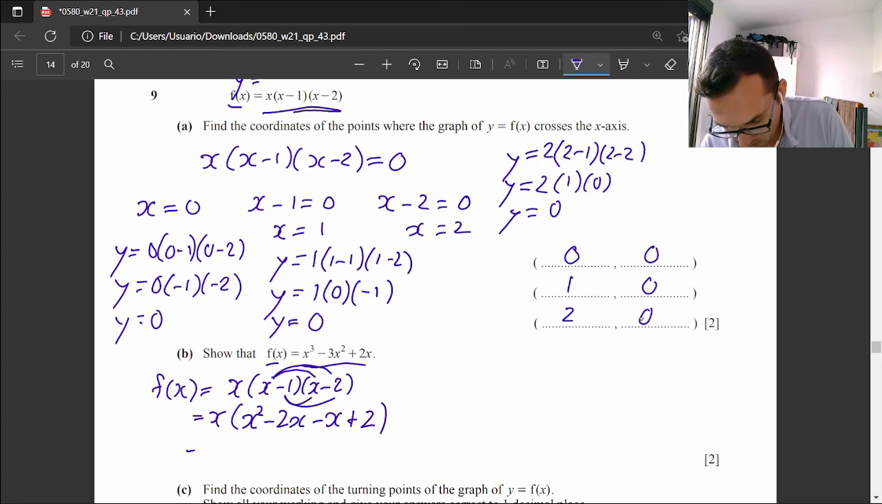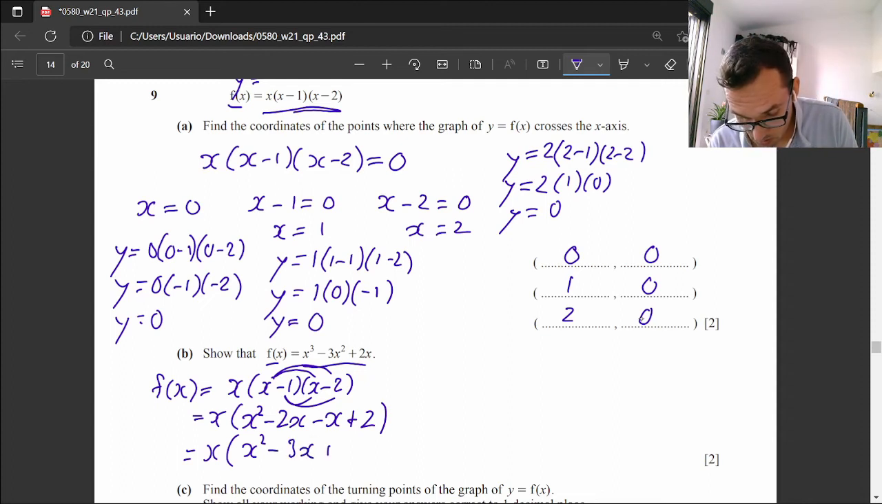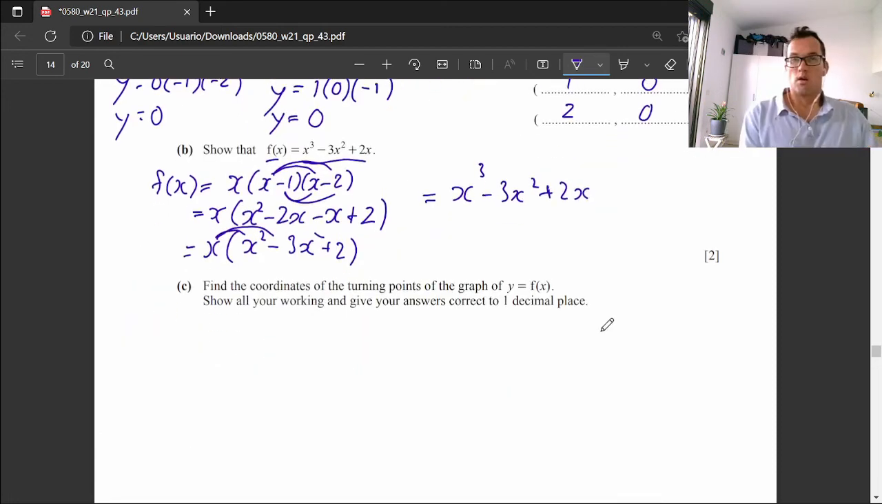Let's simplify that. So x squared, minus 2x minus another 1x is minus 3x, plus 2. We're just subtracting. And then now we can multiply in the x. So x times x squared is x cubed. x times minus 3x is minus 3x squared. And x times 2 is plus 2x.